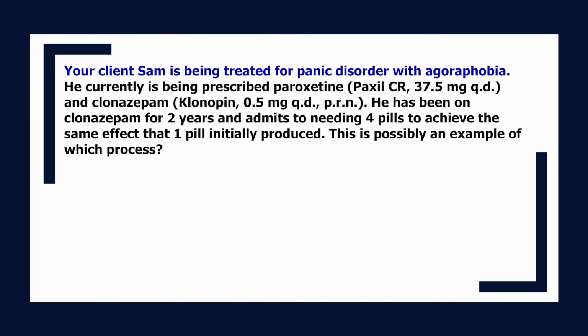Your client Sam is being treated for panic disorder with agoraphobia. He currently is being prescribed paroxetine and clonazepam. He has been on clonazepam for 2 years and admits to needing 4 pills to achieve the same effect that 1 pill initially produced. This is possibly an example of which process?